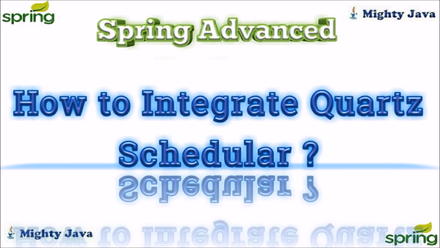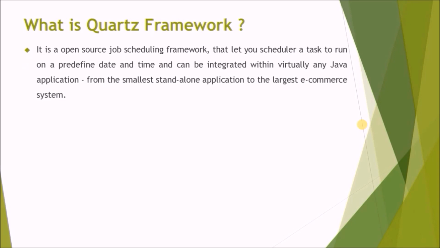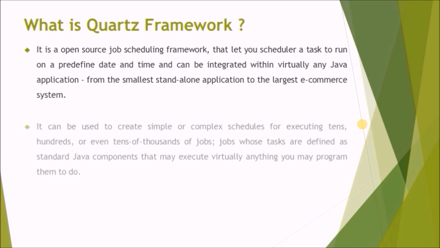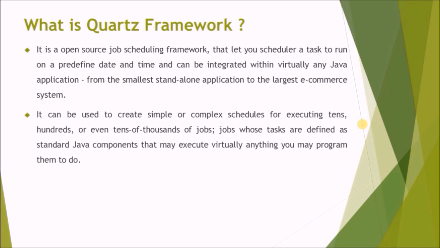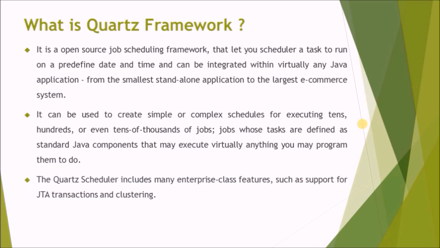In this video, we will see how to integrate Quartz Scheduler. What is Quartz Framework? It is an open source job scheduling framework that lets you schedule a task to run on a predefined date and time, and can be integrated within virtually any Java application, from the smallest standalone application to the largest e-commerce system. It can be used to create simple or complex schedules for executing tens, hundreds, or even tens of thousands of jobs. Jobs whose tasks are defined as standard Java components that may execute virtually anything you may program them to do. The Quartz Scheduler includes many enterprise-class features, such as support for JTA transactions and clustering. It is an open-source product from the Terracotta company.